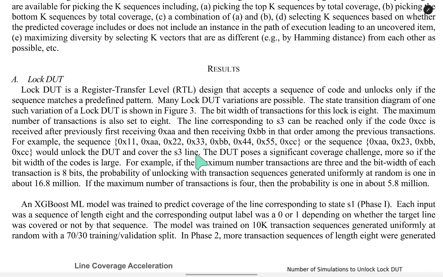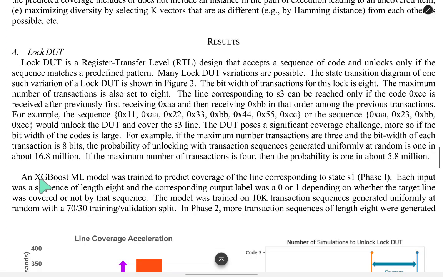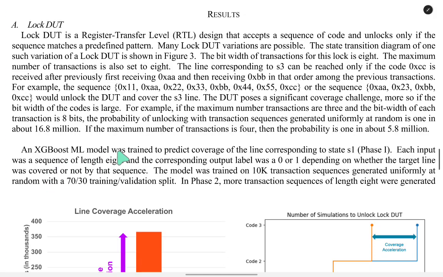The DUT poses a significant coverage challenge, more so if the bit width of the code is large. For example, if the maximum number of transactions is 3 and the bit width of each transaction is 8 bits, the probability of unlocking with transaction sequences generated uniformly at random is 1 in about 16.8 million. If the maximum number of transactions is 4, the probability is 1 in about 5.8 million. An XGBoost ML model is trained to predict coverage of the line corresponding to state S1, phase 1.